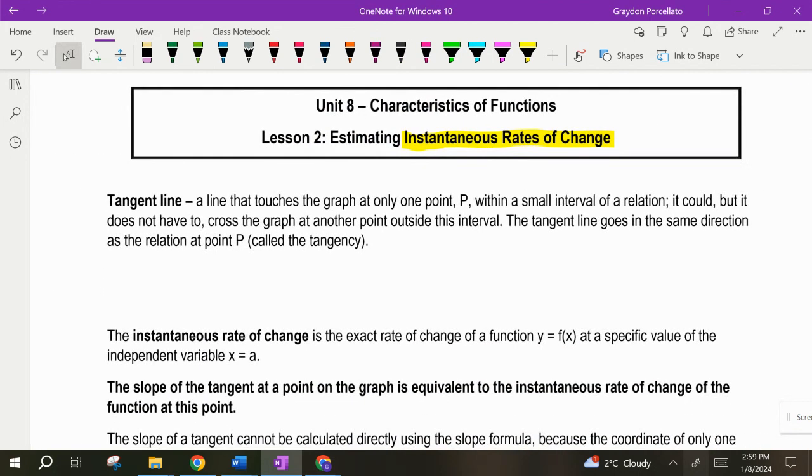So yesterday we started with what is a secant line, and remember, a secant line is a line that touches or passes through 2 points. A tangent line, similar to a secant line, is a line that touches the graph at only 1 point, within a small interval of the relation. It could, but it does not have to, cross the graph at another point outside of this interval. So a tangent line touches the graph at only 1 point.